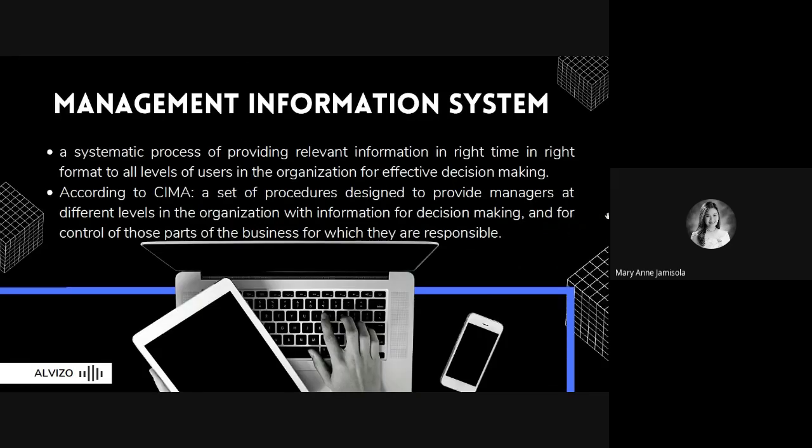Then we need to proceed to MIS, or Management Information System. Management Information System is a systematic process of providing relevant information in the right time, in the right format, to all levels of users in the organization for effective decision making. MIS is also defined to be the system of collection, processing, retrieving, and transmission of data to meet the information requirements of different levels of managers in an organization.